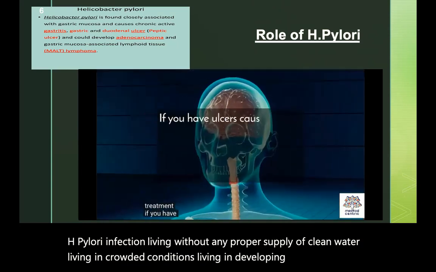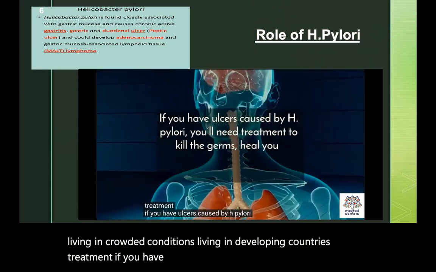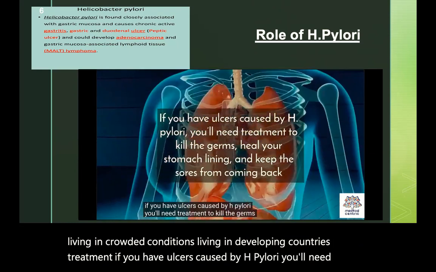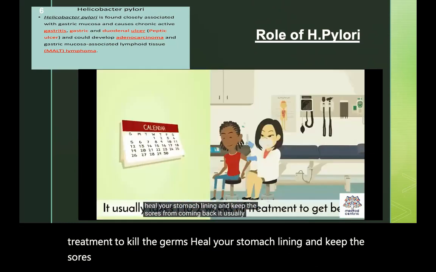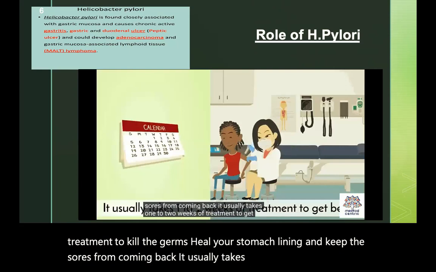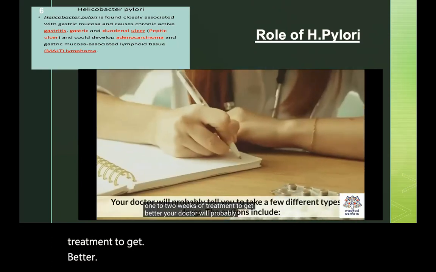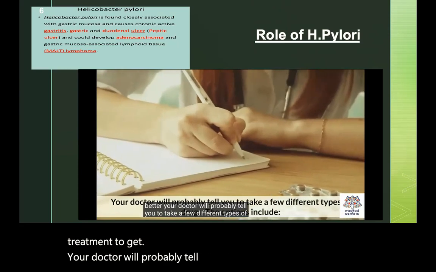Treatment. If you have ulcers caused by H. pylori, you'll need treatment to kill the germs, heal your stomach lining, and keep the sores from coming back. It usually takes 1 to 2 weeks of treatment to get better. Your doctor will probably tell you to take a few different types of drugs.